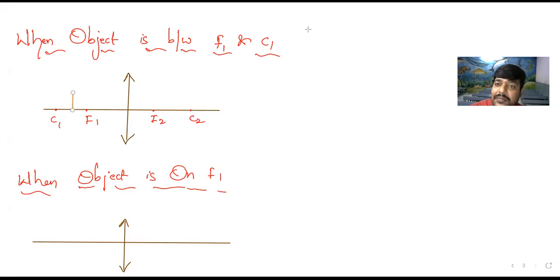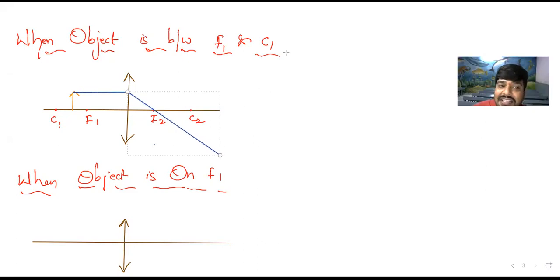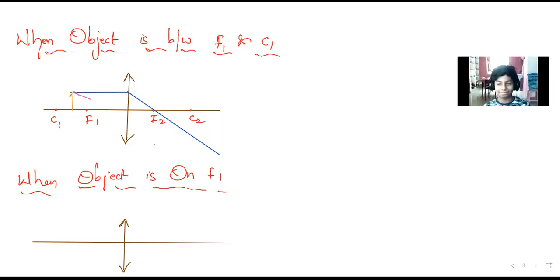Where is the object, Hemant? Where is the object? There on screen, C1, right? Where is the object means on screen, sir. No, sir. C. Okay, between F and C. Where is the object? Between F and C.